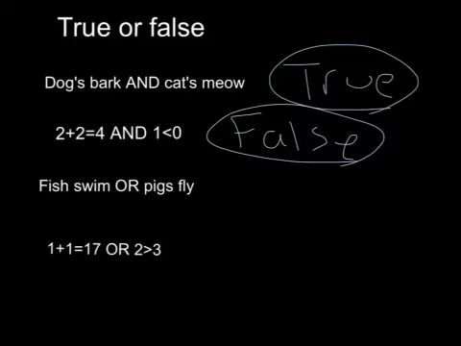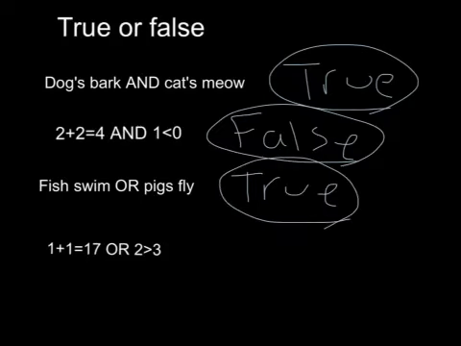Alright, let's look at this next one. Fish swim or pigs fly. Alright, now we've got an or. An or means that either part can be true to make the whole thing true. So let's look at this first part. Fish swim. Well, we know that fish do swim, so since it's an or, we already know the whole thing's true because only one part has to be true. So even though pigs do not fly, pigs fly is false, the whole statement is true because it's an or statement, which means only one part has to be true to make the whole thing true.